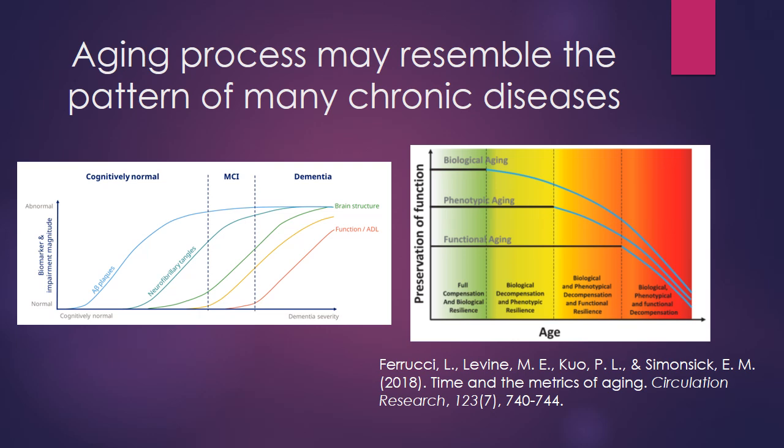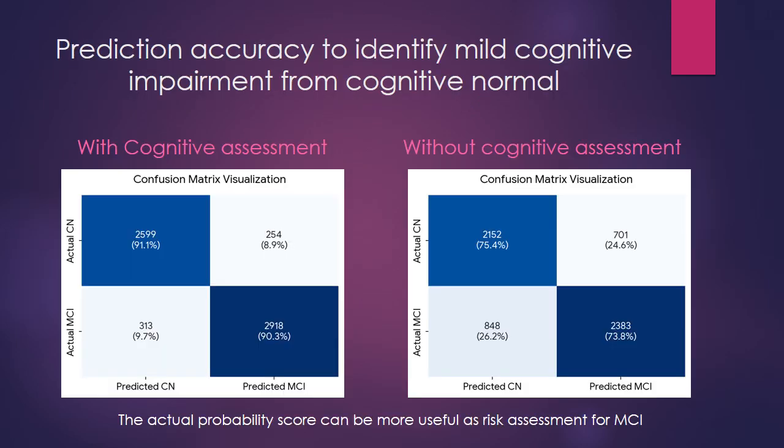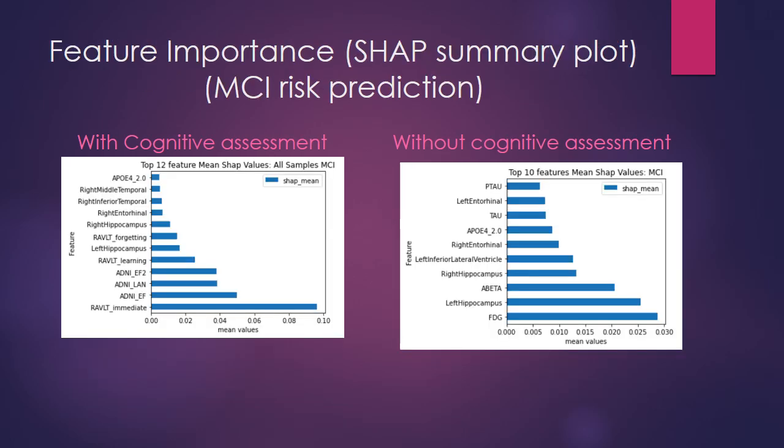functional changes manifest. Prediction accuracy to identify mild cognitive impairment from cognitively normal individuals. This compares confusion matrices to show the model's accuracy in predicting mild cognitive impairment versus normal cognition, both with and without cognitive assessment data.